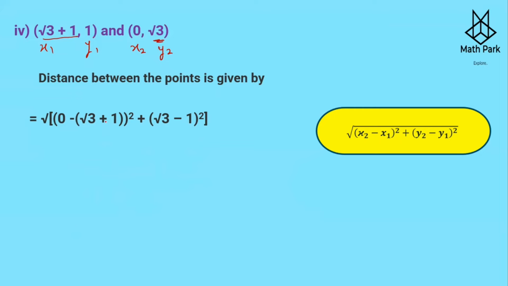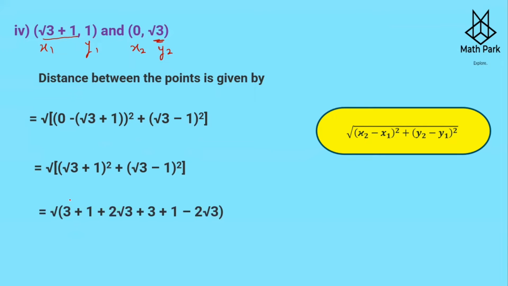So we will be using a plus b the whole square, which is root 3 square plus 1 square. So root 3 square is 3, 1 square is 1 plus 2ab, that is 2 into root 3 into 1, we get 2 root 3. Root 3 square is 3, 1 square is 1 and minus 2ab, we get minus 2 root 3. This plus 2 root 3 minus 2 root 3 got cancelled. 3 plus 3, 6. 6 plus 1, 7 plus 1, 8.